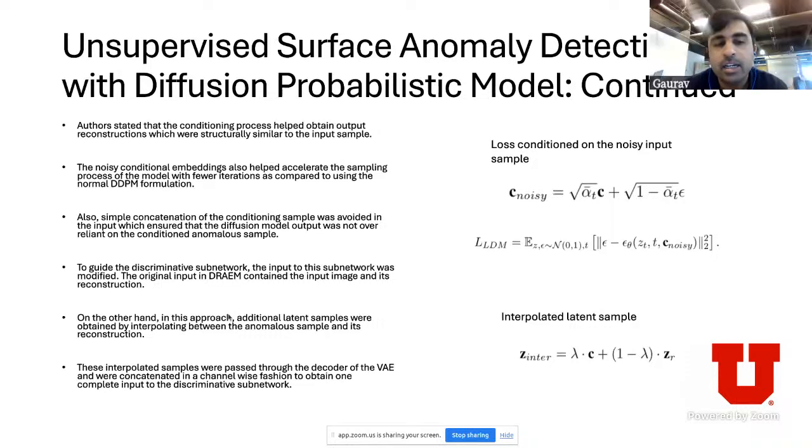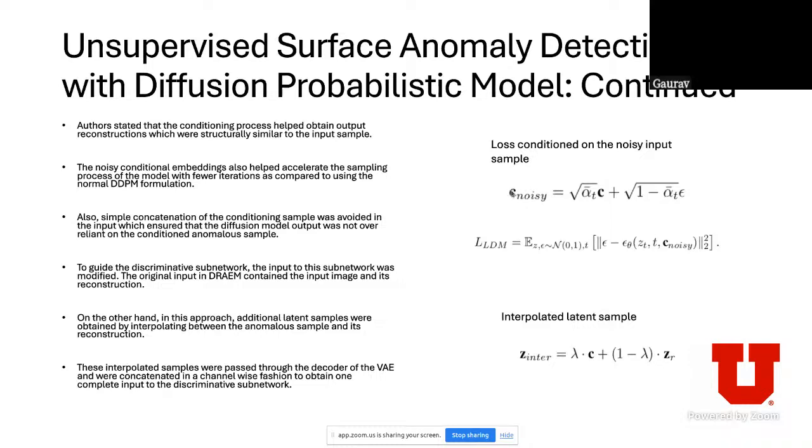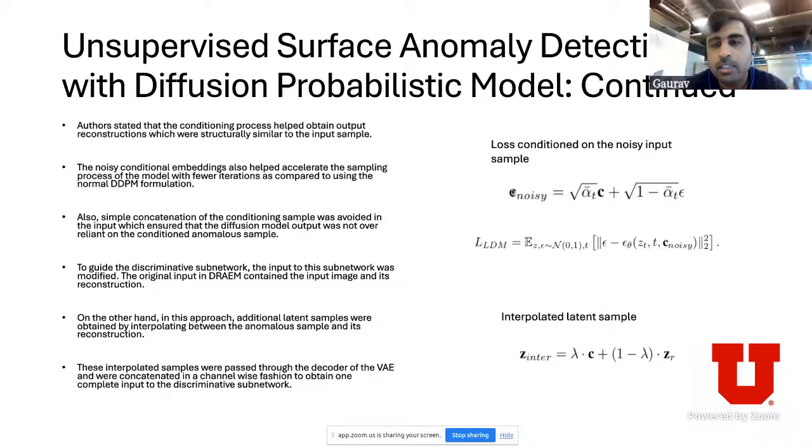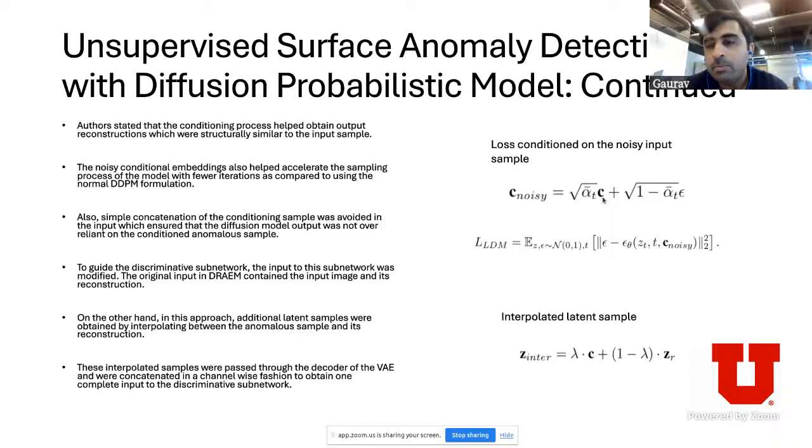Yes, basically for the diffusion training, you only have this C noisy embedding. But the C is the original image, right? Yes, so in this particular case, during training time, C would be the simulated anomalous latent vector. At testing time, it should be the simulated anomalous image. I mean, it should be the input image.